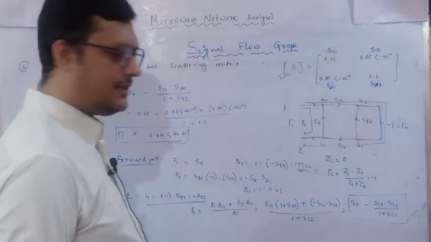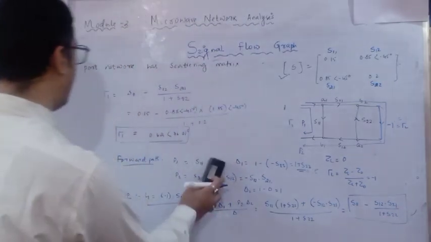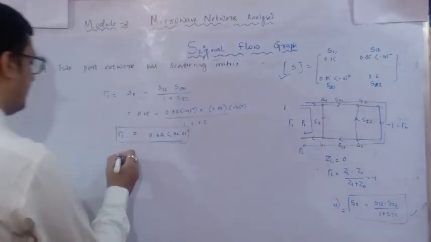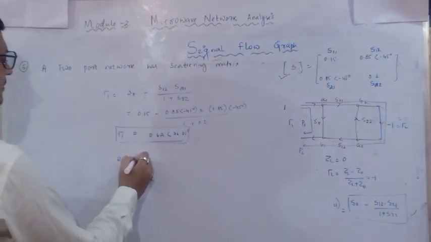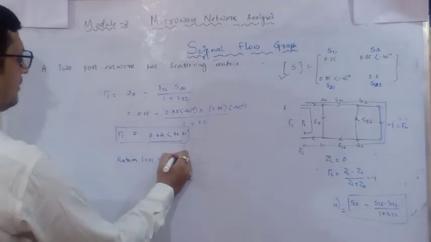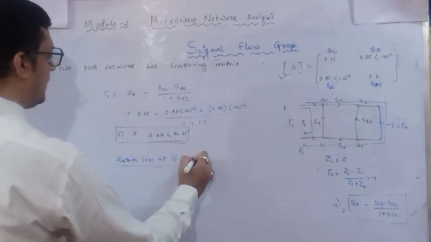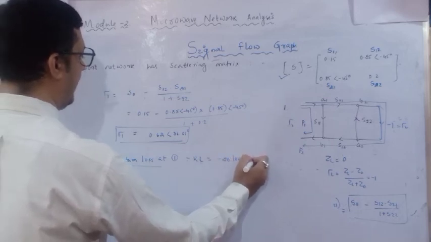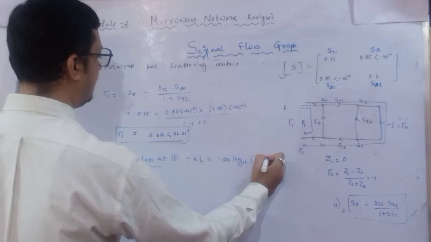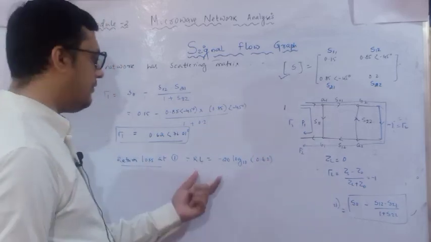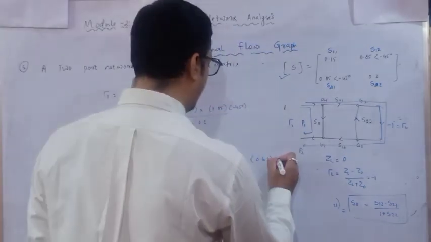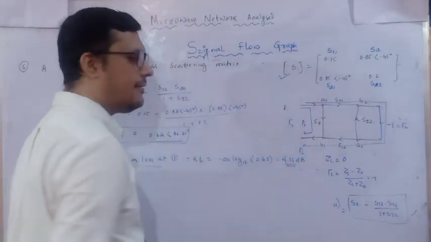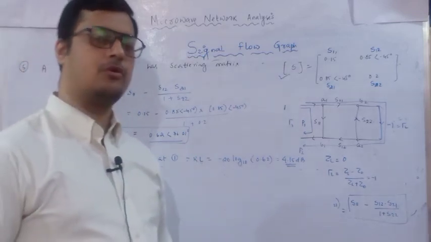Now once this eta 1 is known, we can go for the return loss. How to determine return loss? Return loss at port 1, RL, is equal to minus 20 log base 10 of 0.62, only the magnitude. If you solve this, you will get around 4.15 dB. So this is the return loss for the condition when port 2 is short circuited.